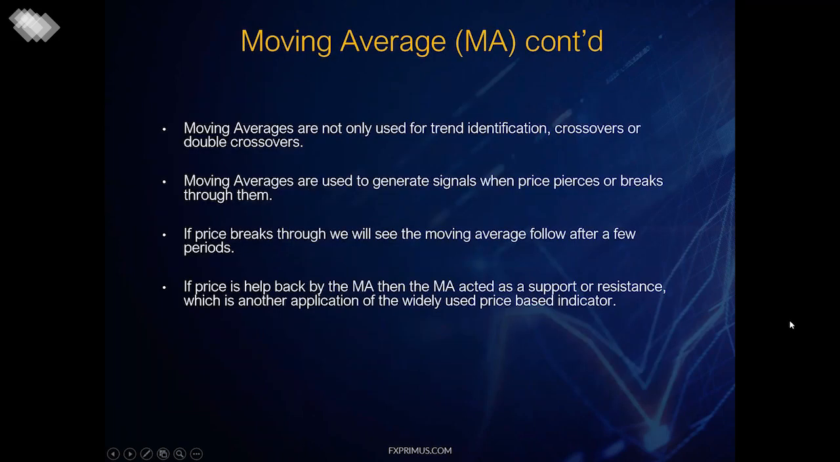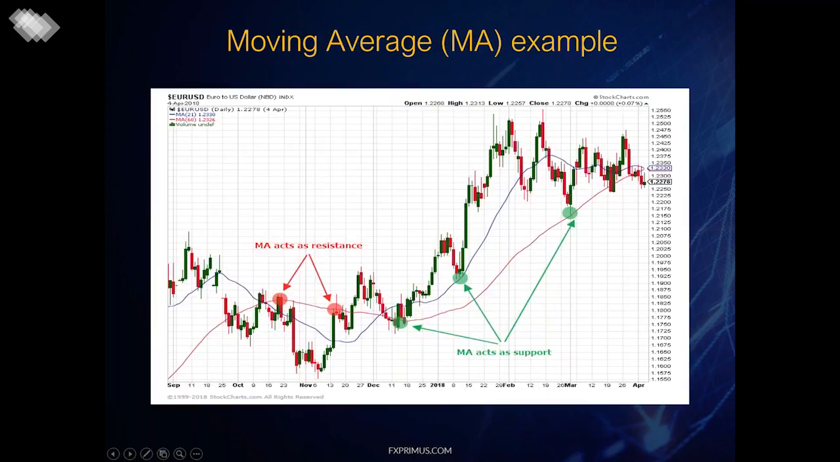Now, moving averages are not only used for trend identification, crossovers or double crossovers. Okay, they're also used to generate signals where price is piercing or breaks through them. Now, if the price breaks through, we will see the moving average follow after a few periods, because it is a lagging indicator. If price is held back by the moving average, then the moving average acted as a support or a resistance, which is another application of the widely used price-based indicator.